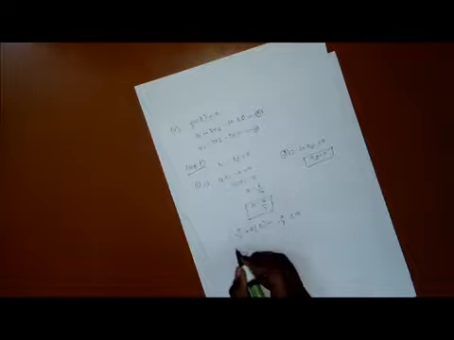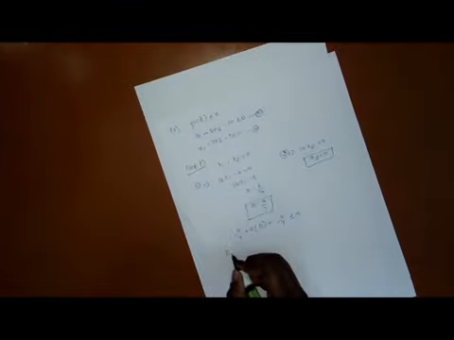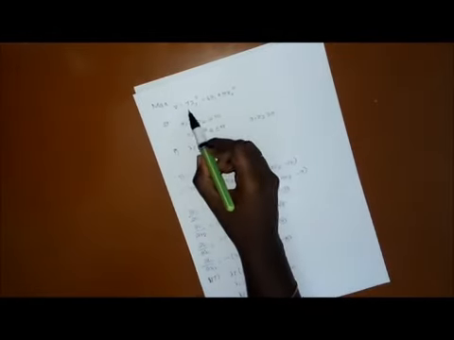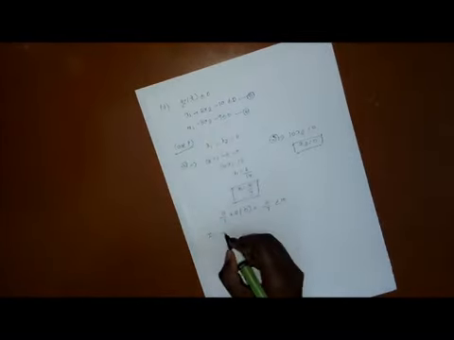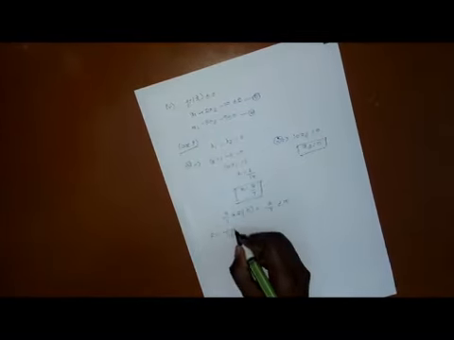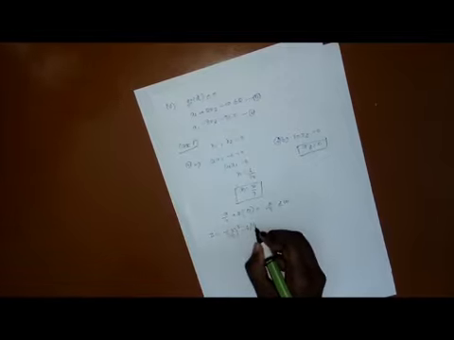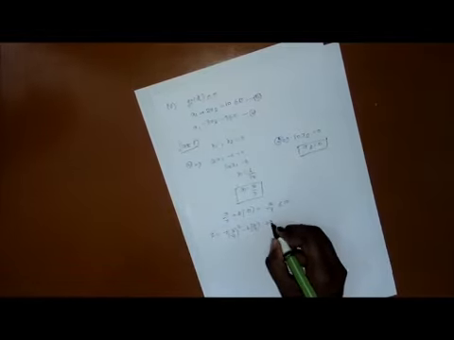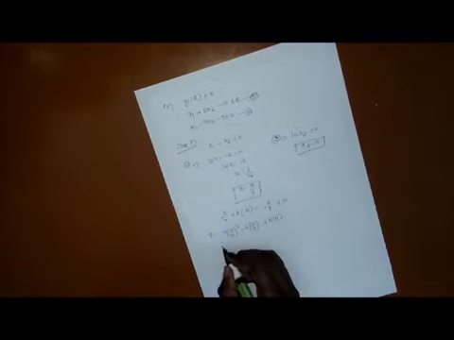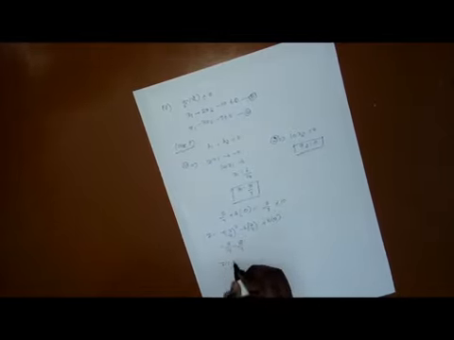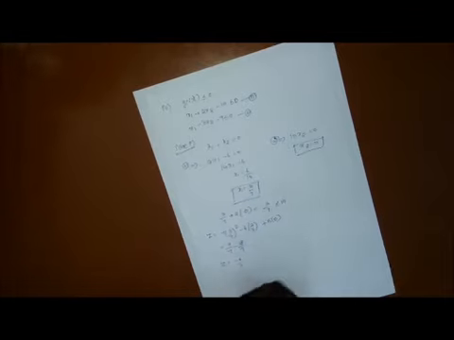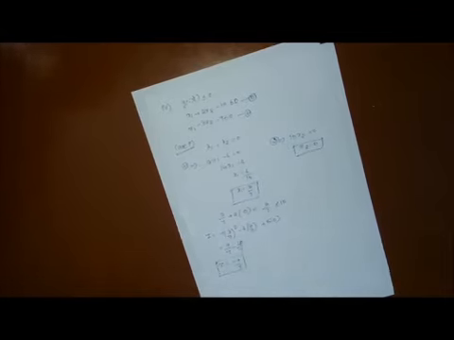Now I substitute these values into z. The z equation is 7x1 square minus 6x1 plus 5x2 square. So I substitute 7 into 3 by 7 the whole square minus 6 into 3 by 7 plus 5 into 0. I get 9 by 7 minus 18 by 7. So z is equal to minus 9 by 7. So this is one of the feasible solutions.